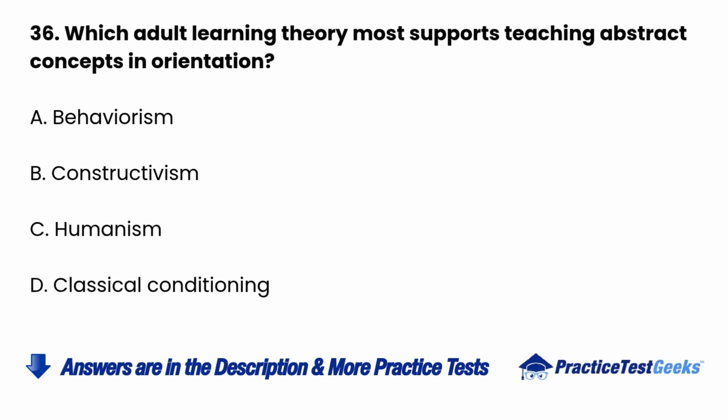36. Which adult learning theory most supports teaching abstract concepts in orientation? A. Behaviorism. B. Constructivism. C. Humanism. D. Classical conditioning.